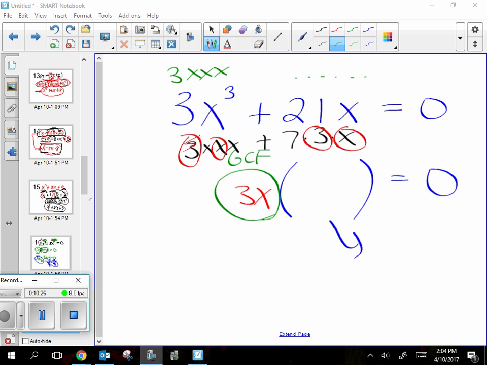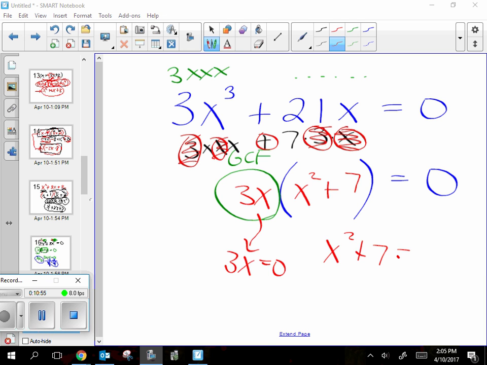Because then you take out the stuff, because you're dividing by it, and you see what you have left, which is x times x, which is x squared, plus a 7. Did anybody get it that far? Yeah. All right, 4 of you. All right, now, final answers. 3x equals 0, and x squared plus 7 equals 0.